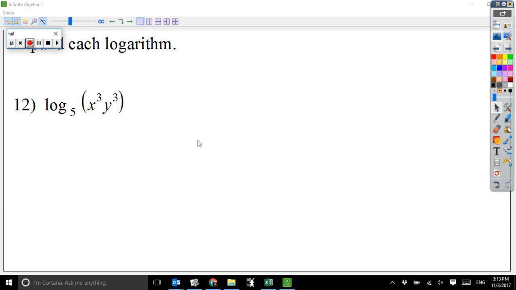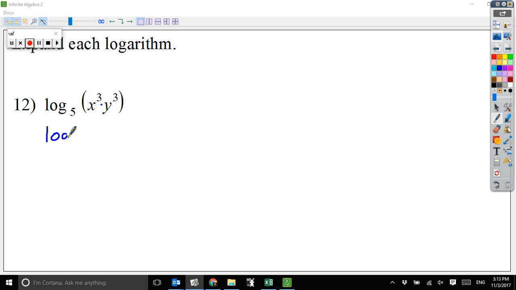Alright, so we're going to do problems 12 and 13. And in this section, we're expanding. So we're going to do the exact opposite of what we did when we were condensing. It gave me one log, and I want to expand it out. So I start off, and I see that this is the same thing as multiplication. This is x cubed times y cubed.